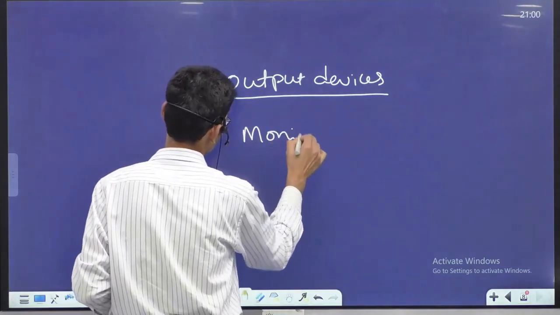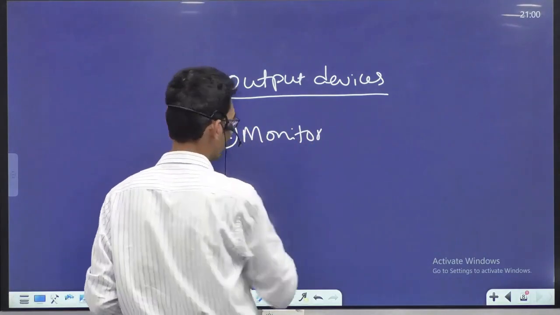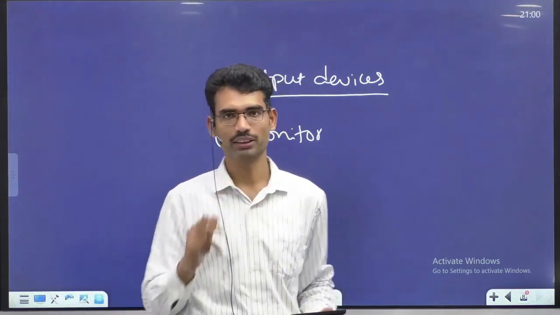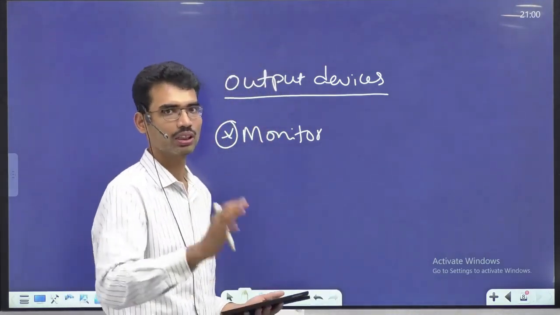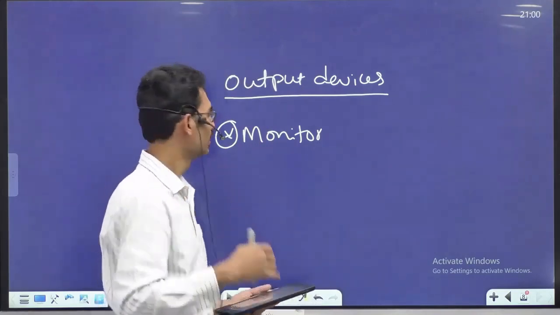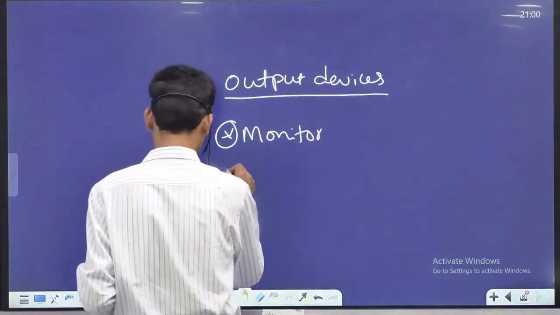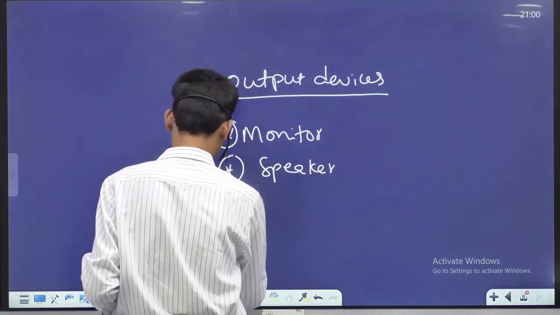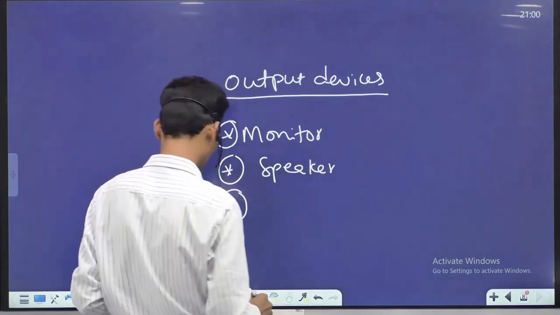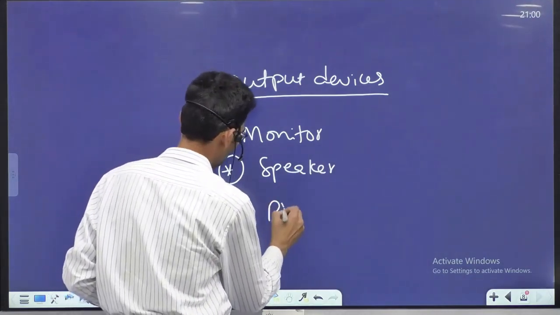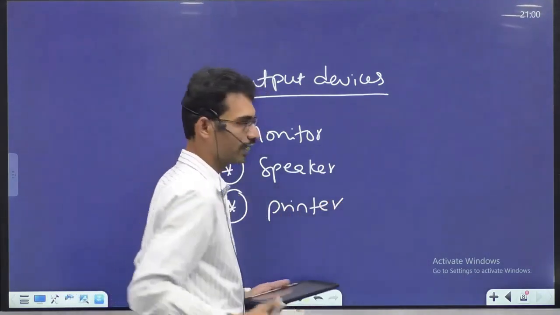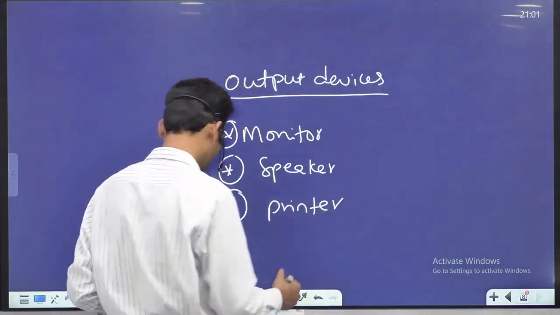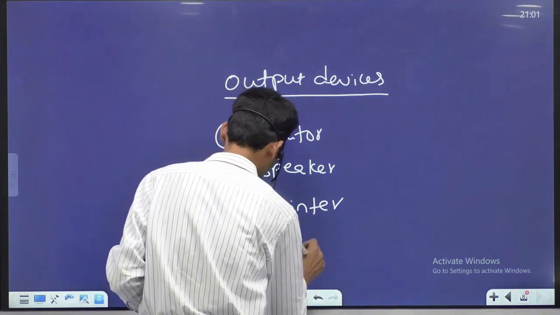First one, monitor. This is the best, because we all interact with the computer through the monitor. We give input with the keyboard and we keep on seeing with the monitor. Next one, speaker. Next one, printer. If you want to take a printout, the printer is an output device which comes in the form of printing. Next one, headphones.